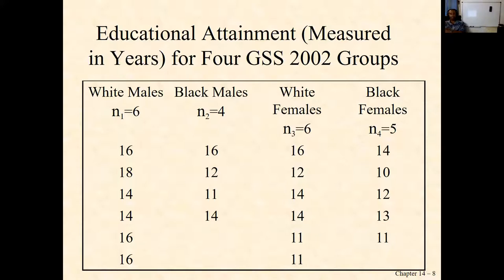The Ns are really small because the math behind this procedure takes a long time. If you had hundreds for each sample, it would just take forever. So we're just going to use a sample size of 21 people for all the samples put together. There were six white males, four black males, six white females, five black females, okay? And we're going to use this data to compare whether or not the mean years of educational attainment amongst these four different groups is equal in the population.